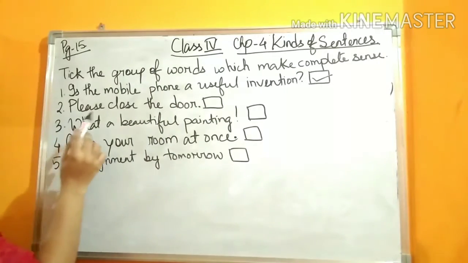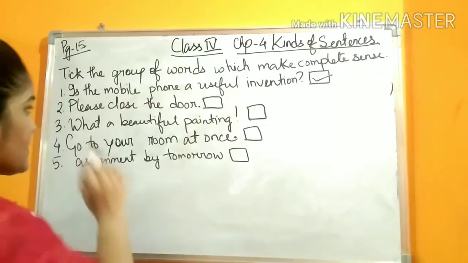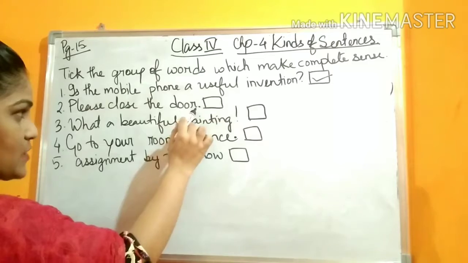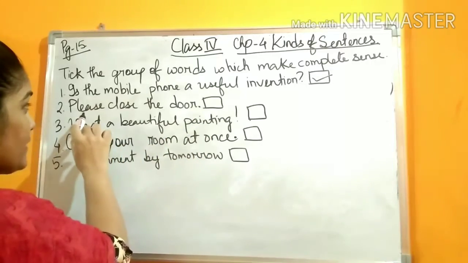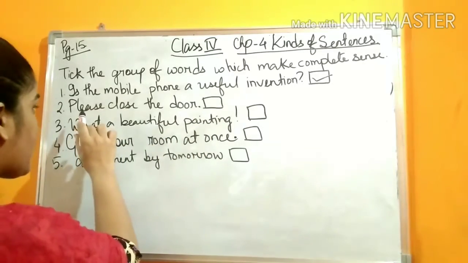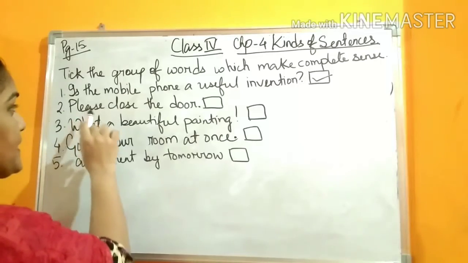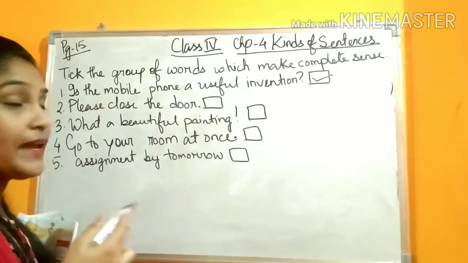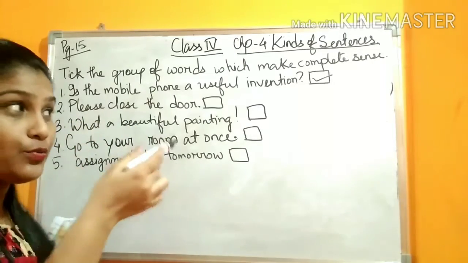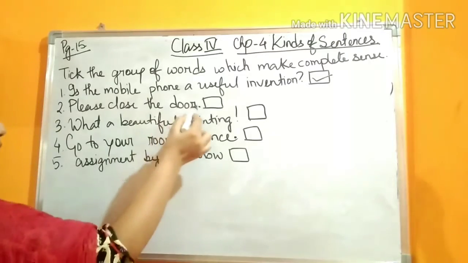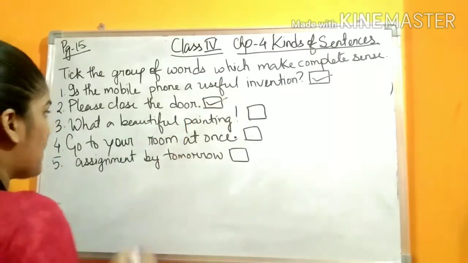Now number 2. Please close the door. Is this a sentence? It starts with a capital letter, it ends with a full stop and though there is no subject, you cannot find a subject, right? To whom we are telling. Please close the door. But it can be understood that I am telling you please close the door. So this is also a sentence, tick mark.